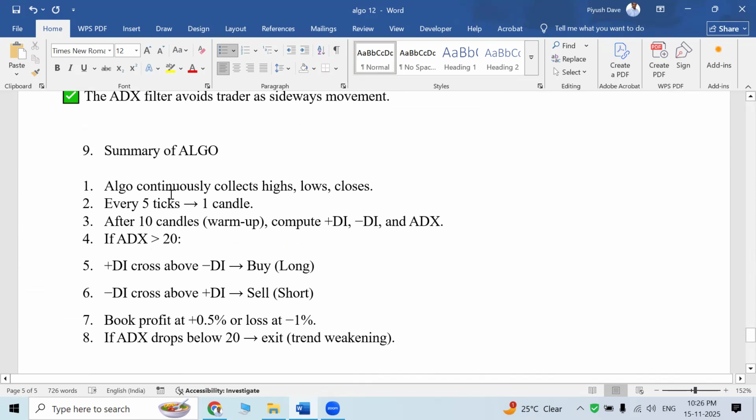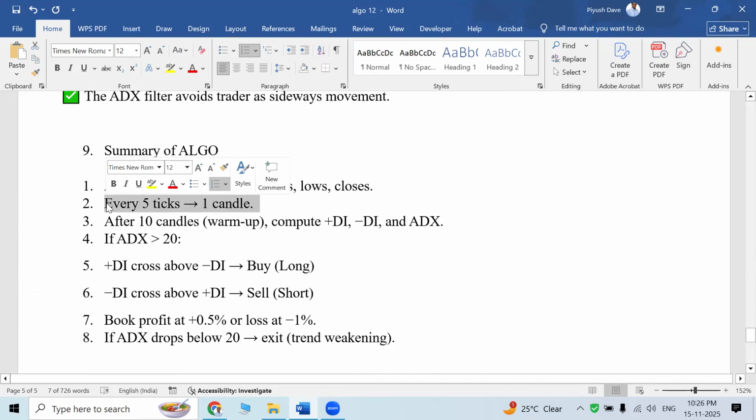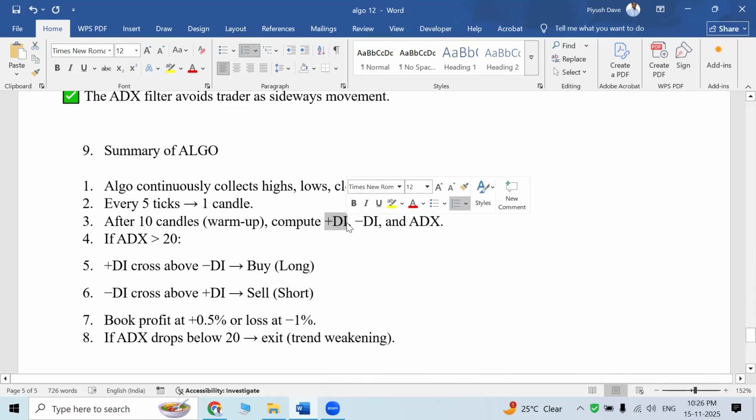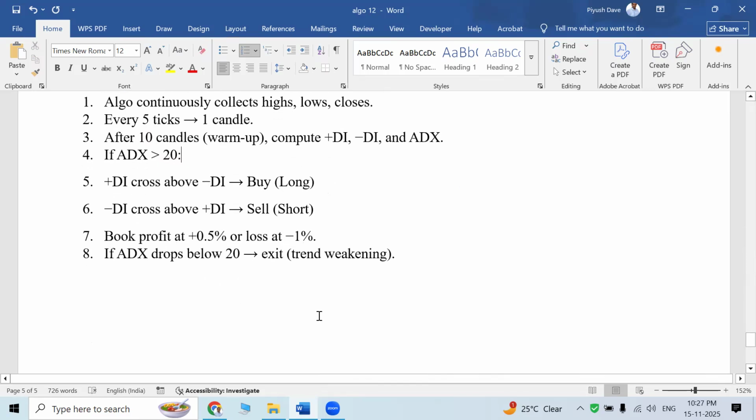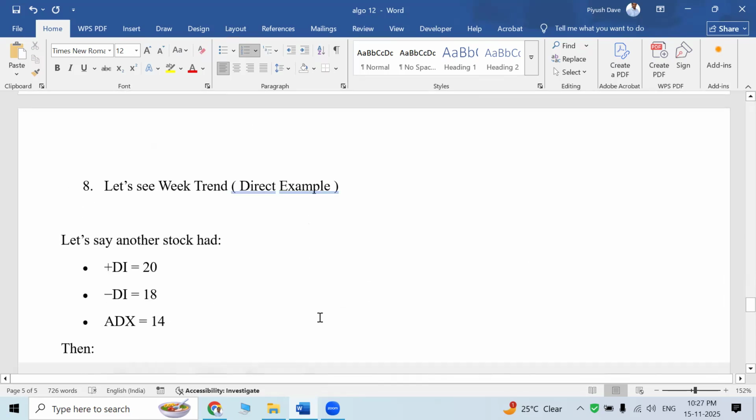Okay, now for a summary, I'm going to tell you what we have exactly done. We have only taken one candle of 5 ticks, open, high, low, close for 5 readings, one candle only. Then we have calculated plus DI, minus DI and ADX. If the ADX is greater than 20, we are going to trade long if plus DI is greater than minus DI. And if minus DI is greater than plus DI, we are going to short, profit booking at 0.5% and loss at 1%. ADX below 20, we are not going to trade.